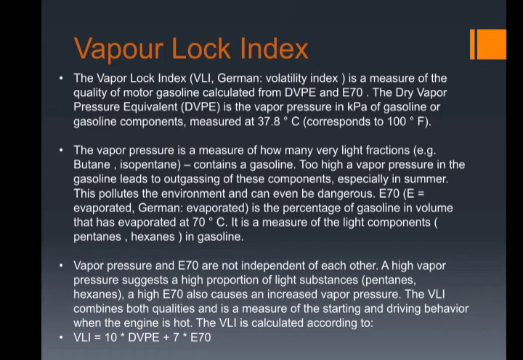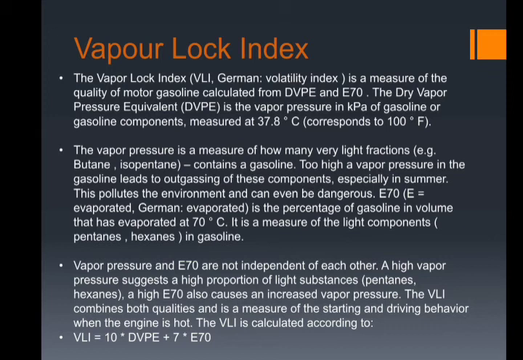Now the question arises: what is E70? E70 is basically the evaporated content at 70 degrees Celsius, or basically the percentage of gasoline by volume that has evaporated at 70 degrees Celsius. The vapor pressure is a measure of how many very light fractions, for example butane or isopentane, a gasoline contains. It is as simple as that.